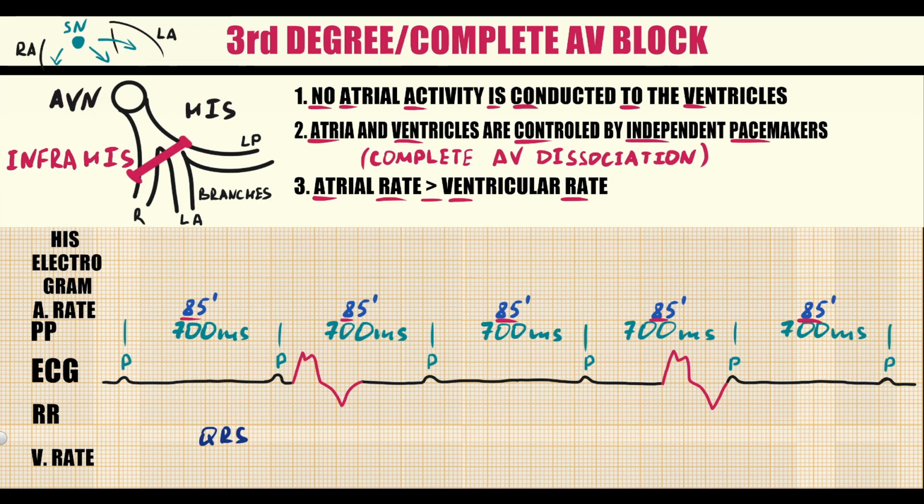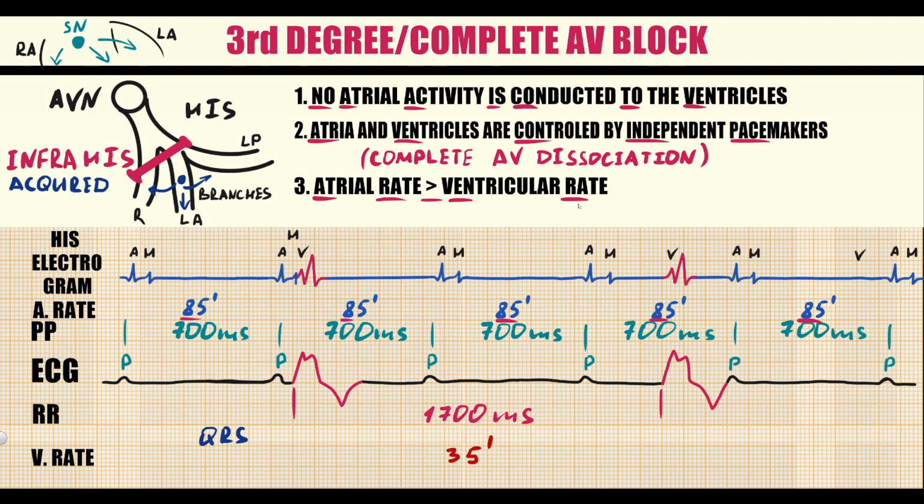Infra-His level of block is caused by acquired reasons. In this case, ventricles are paced by a pacemaker that is located in one of the His bundle branches. According to this, ventricular depolarization goes in a different than normal way. So on ECG we see a wide QRS, usually with a pace lower than 40 beats per minute. On electrogram, A spikes are connected to H spikes, but V spikes are not.